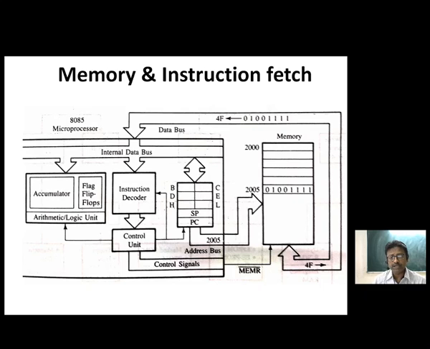Here an example has been shown in the form of a figure. Suppose at memory location 2005 some instruction has been written, that is 4F, and the microprocessor wants to fetch that instruction. It will send the address through the program counter on the address line to the memory, 2005. Along with that, it will also send a memory read signal, and when these two signals arrive, only then the content of 2005, which is 4F, will be made available to the data bus, and through the data bus it will come to the processor, and from there into the internal data bus.